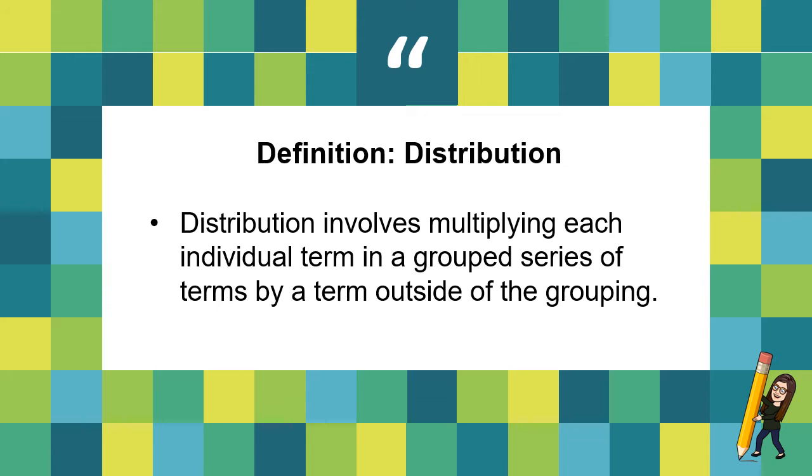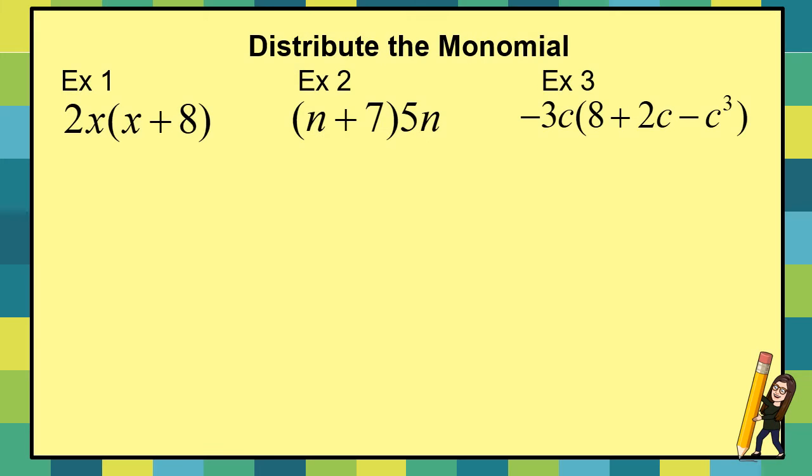Now, this is something you've probably seen in the past, but we're really going to amp it up in the expectations. So let's take a look at a few examples. Take a moment to pause the video, jot these down, and then let's work them out. So the first example, I have a single monomial on the outside of a grouping. So this single monomial needs to be distributed completely in.